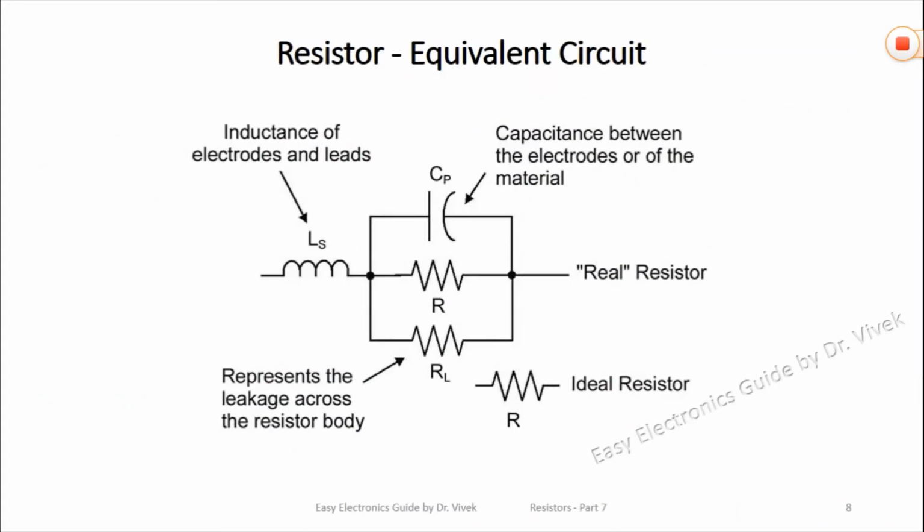The equivalent circuit of a resistor is shown here with the combination of the parasitic capacitance Cp, parasitic inductance Ls and leakage resistance RL along with the ideal resistor R.